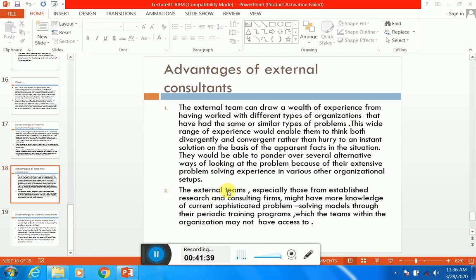Second thing, the external teams, especially those from established research and consulting firms, might have more knowledge of current sophisticated problems. This second advantage means that for whatever particular problem you have hired the external consultant, there can be a chance that these consultants have already done such tasks in other external organizations as well.